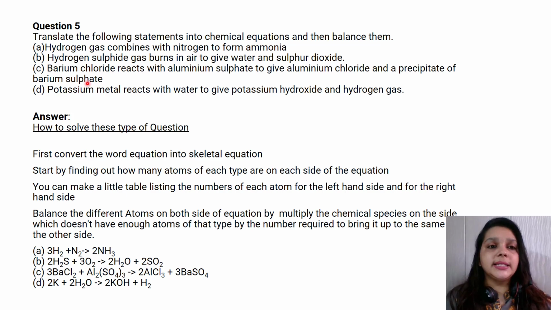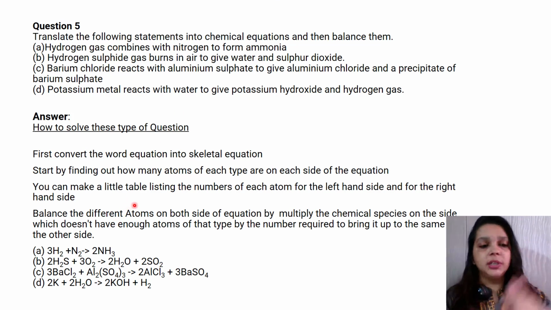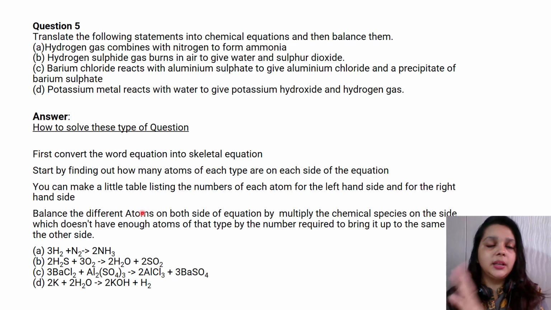Next question. Translate the following statements into chemical equations and then balance them. So we are given a word equation. We are going to transfer it into a skeletal equation, then balance it. We've done that earlier as well. Hydrogen gas combines with nitrogen to form ammonia. I've just discussed this in the previous section, page number 6, remember. So I'm going to skip that part and show you the balanced equations. Hydrogen gas H2 combines with nitrogen N2 to give ammonia NH3. We're going to balance it and write it in tabular form: hydrogen how many, N2 how many, then on the product side as well, and then we're going to match it up.